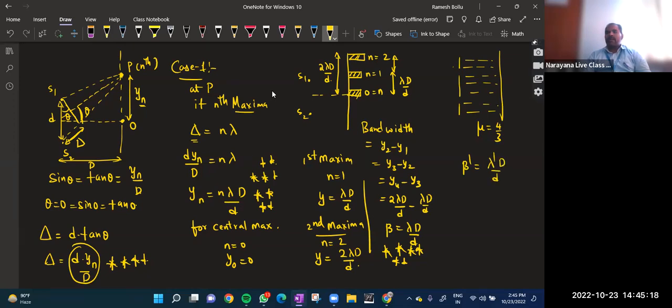When light enters a denser medium, what will the new wavelength become? Lambda by mu. What lambda prime value should I substitute? Lambda capital D divided by small d into mu. What is the mu value here? 4/3. So substitute here. What is the new bandwidth? Lambda D divided by d and 4/3. So this is the new bandwidth. It will decrease. Understood? Earlier it was lambda D by d, now it becomes just 75% of the original bandwidth.